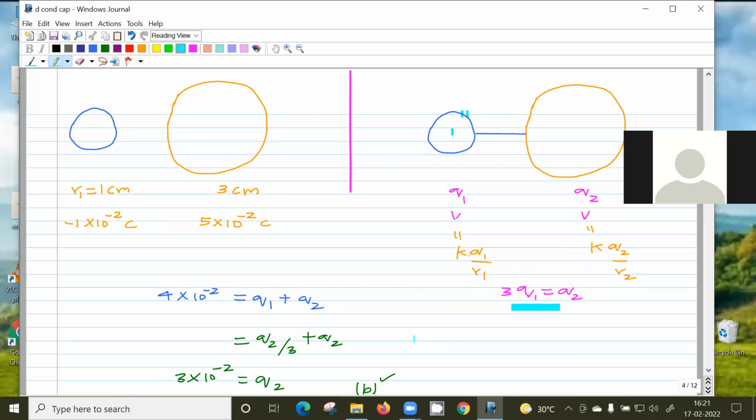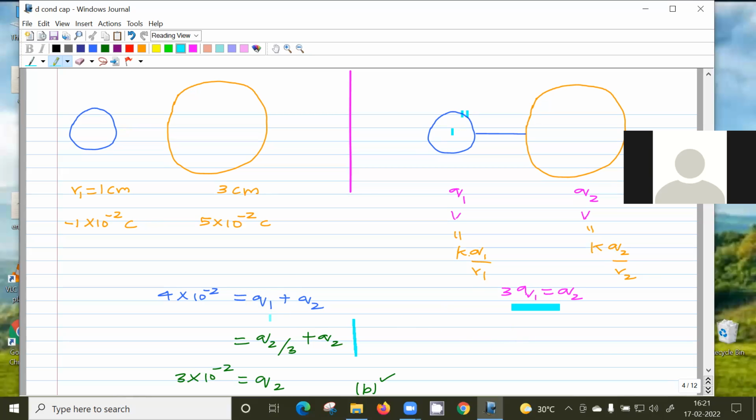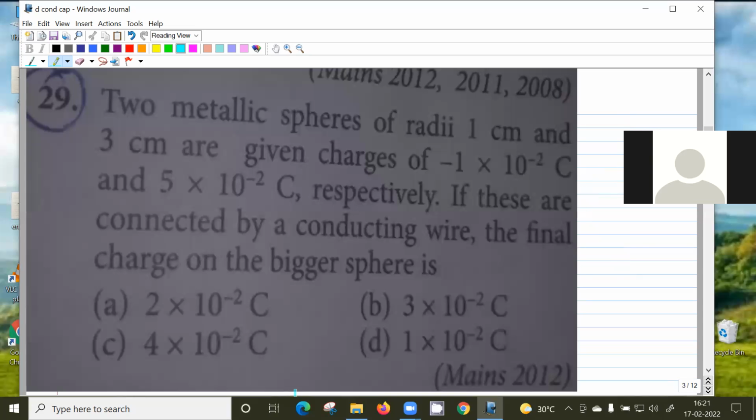So I have two equations, two unknowns. I have to find q2 because he's asking for the charge on the bigger sphere. So I have to eliminate q1. q1 is q2 by 3, so q2 plus q2 by 3 is 4, which is 4 by 3 q2 equals 4. From this I get q2 as 3. So the correct option is option B. Option B.